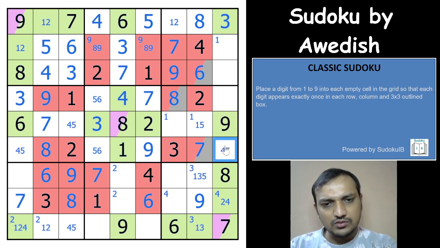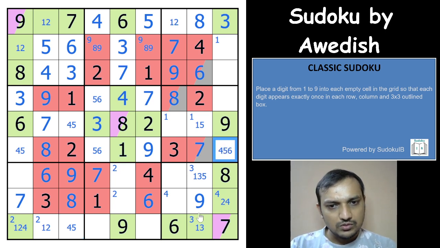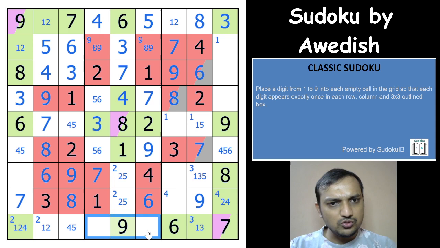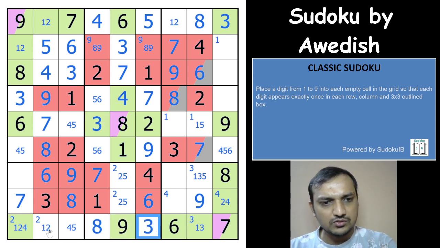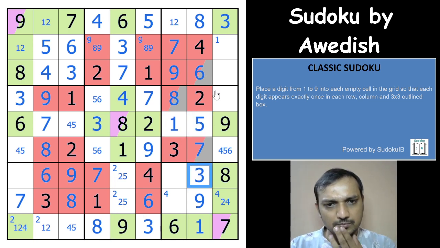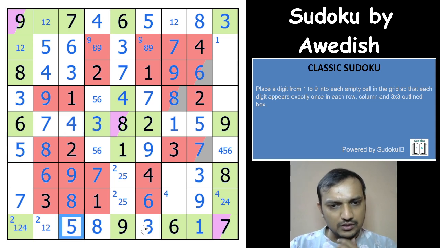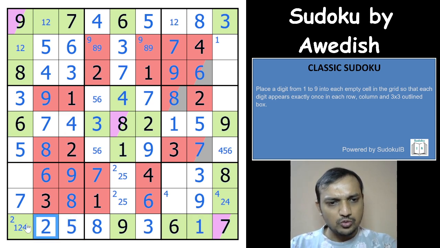4, 5 and 6. Okay. 2, 4 and 5. So 4. This is nothing but a 2, 5 pair here. So these two digits are 3 and 8. You have a 3 here. So this would have to be 8. This is 3. That gives you 1 here. That gives you 1 here and a 5 here. That gives you 3 here. That gives you a 4 and a 5 here. That 4 gives you a 5 here, right? So that one gives you a 2 and a 4 here.